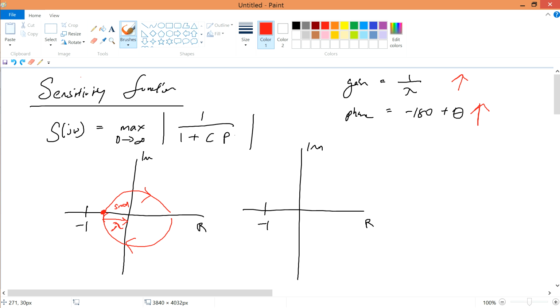This video will talk about the sensitivity function and how to address certain issues with regards to this function itself. In order to do that, I'm going to address it in terms of gain and phase. If you remember gain margin and phase margin, the higher the gain margin and the higher the phase margin, the more stable the system is.